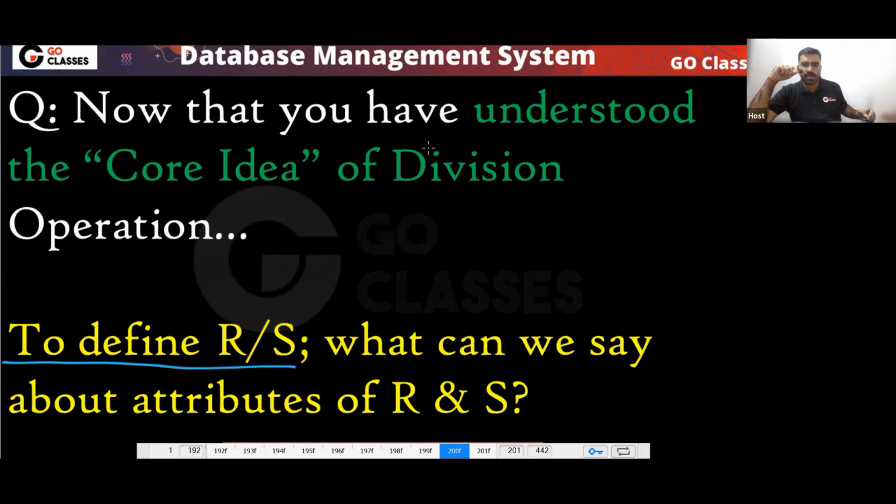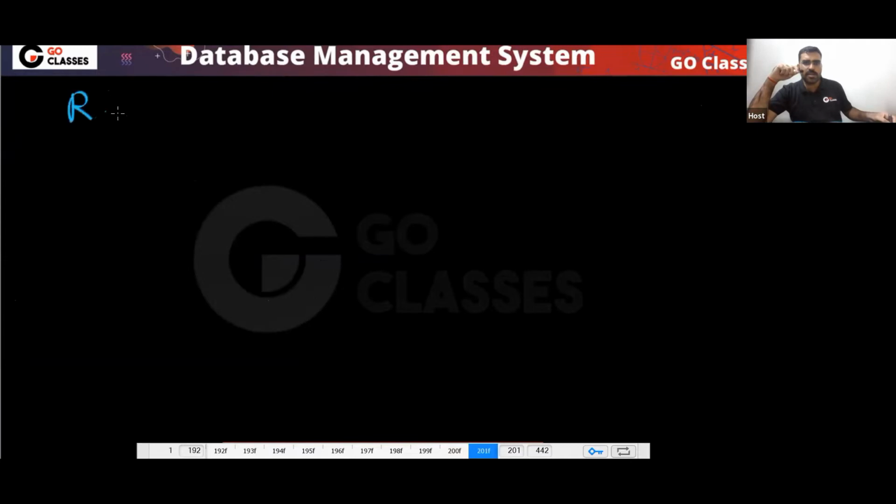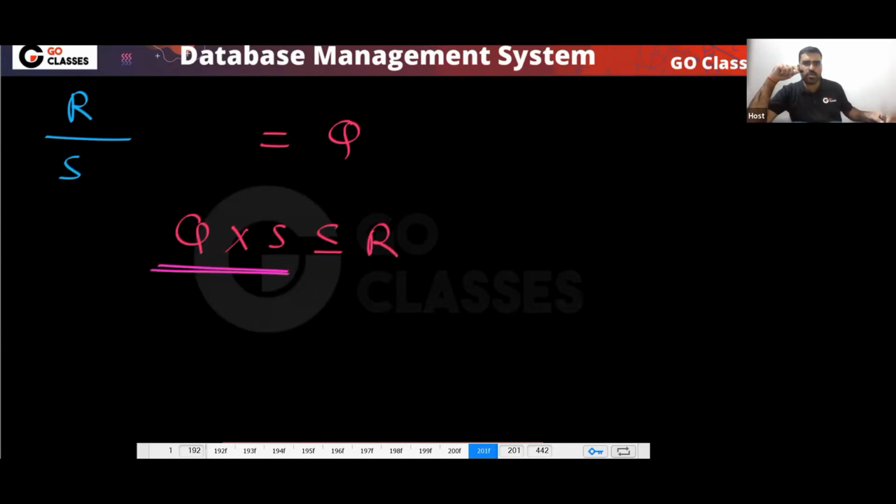Very simple. If you want to define R by S, then what should happen? You must have something Q such that this Q cross S is a subset of R. Their combination must have the set of attributes as R. So this is very simple, you must have this type of situation. You must have something like this, A, B, and here your B, then you will have A.